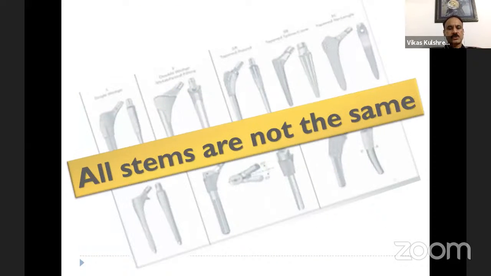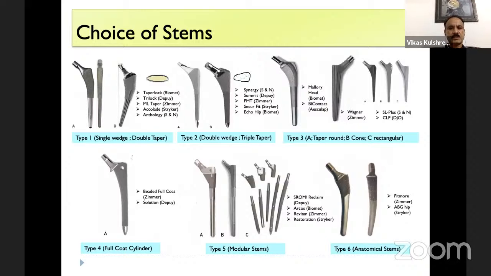So just to say that all stems are not the same. There are various classifications of these uncemented stems which have come up, but one classification which is very useful in understanding these designs is the Mont's classification. And we'll just look at each design as we go through, and their availability in our market.